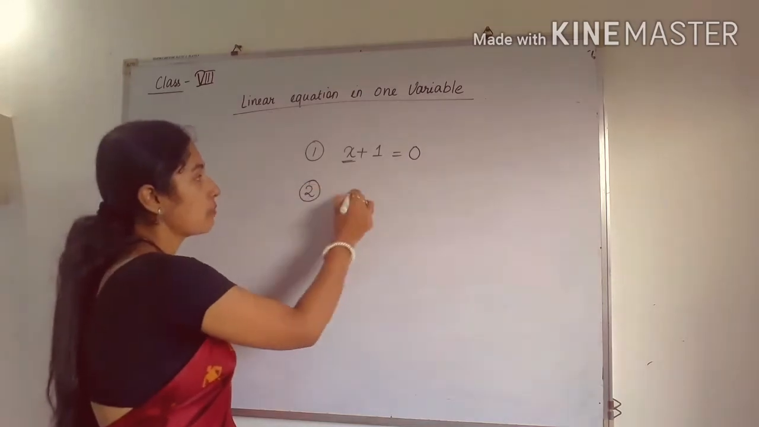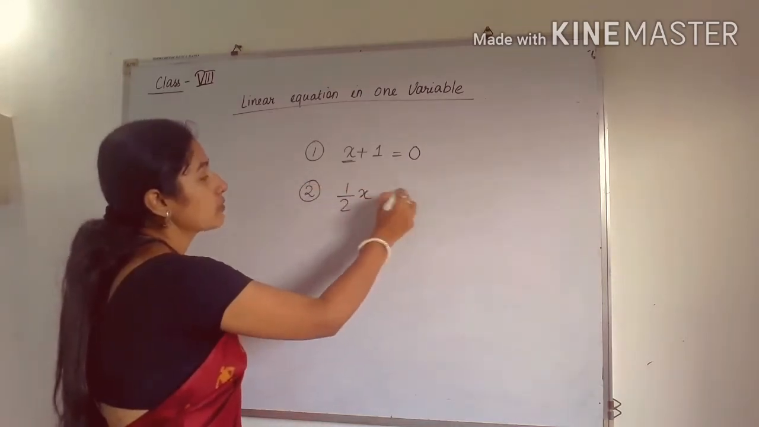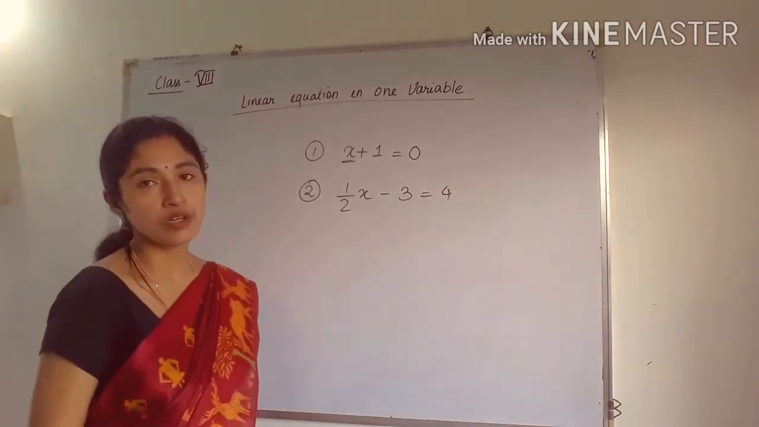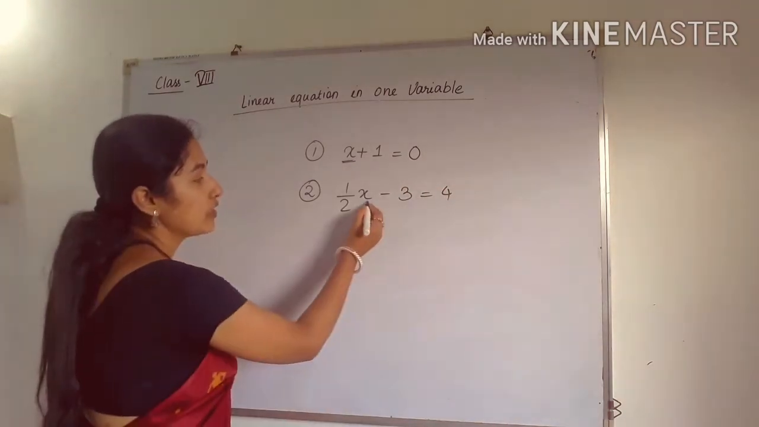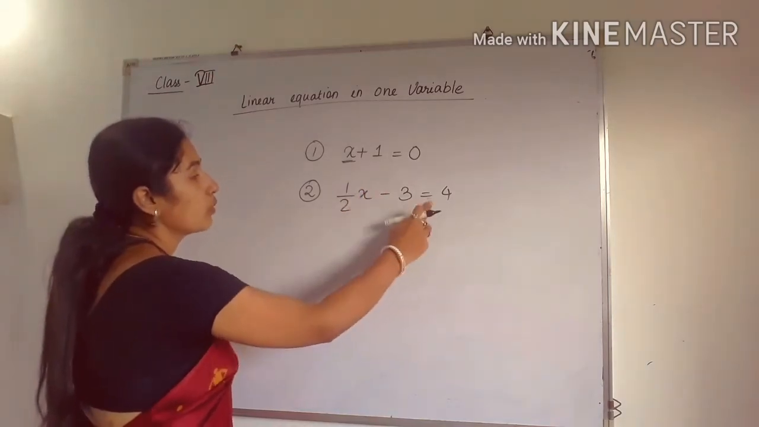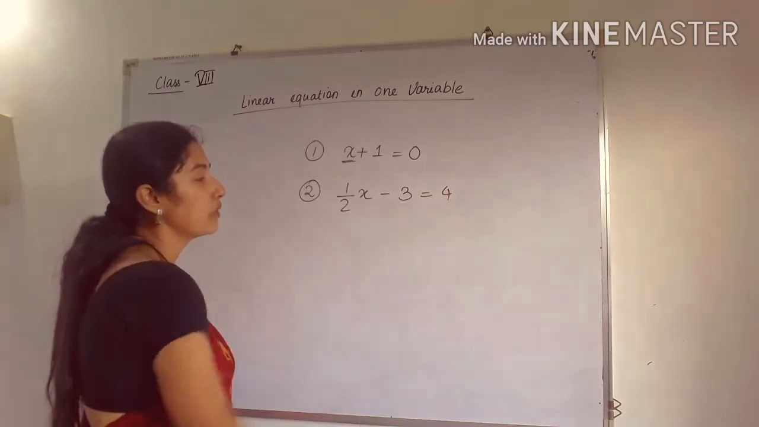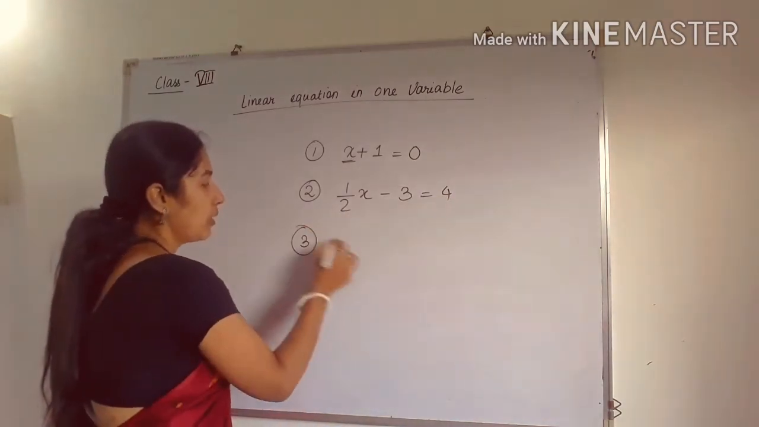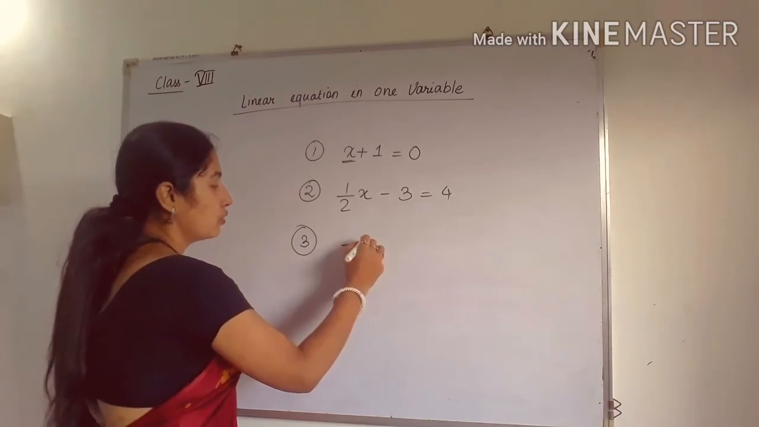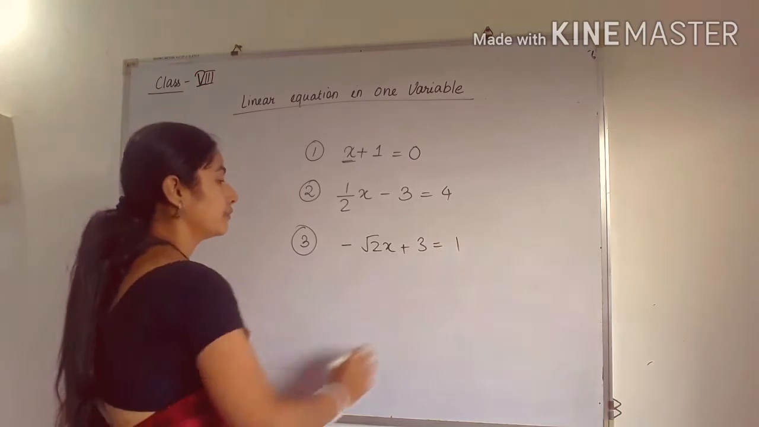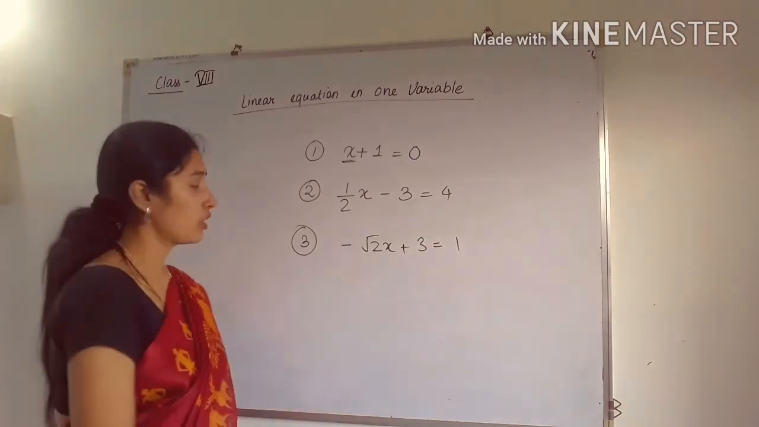See the second example, 1 by 2x minus 3 is equal to 4. This is also a linear equation in one variable. Variable is 1, power is 1, only one variable. Okay, and equation, equal to symbol and one number is assigned to this algebraic expression. Okay, number 3, minus root 2x plus 3 is equal to 1. This is also a linear equation.